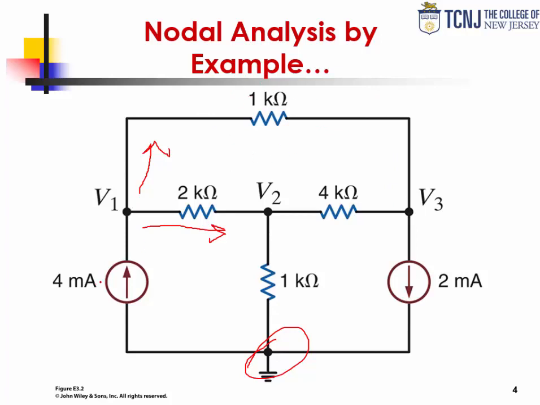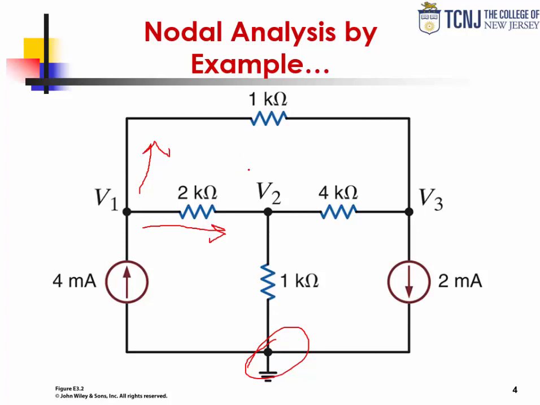And finally, I can say that I have this current, but since that is a constant current source and is flowing into the node, then it is going to be negative. So my equation for node V1 is going to be minus 4 milliamps plus V1 minus V2, that quantity, divided by 2K, plus V1 minus V3, that quantity, divided by 1K, equals 0. So that's how we are utilizing Kirchhoff's current law to write current equations in terms of voltages for each of the nodes. Now let's do the same for V2.